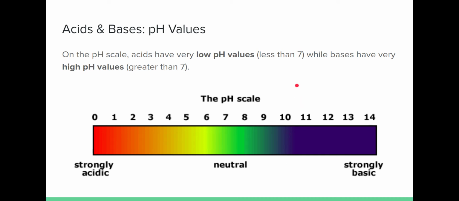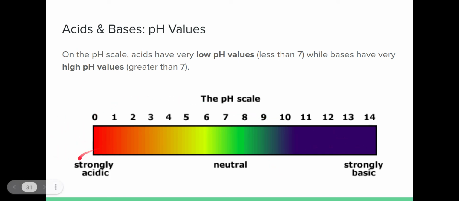When we talk about acids versus bases, we use the pH scale as a relative indicator of how acidic or how basic something is. Water, which is considered to be neutral on the pH scale, has a pH of 7. Anything that has a pH that is lower than 7 is considered to be acidic, whereas anything that has a pH greater than 7 is considered to be basic.